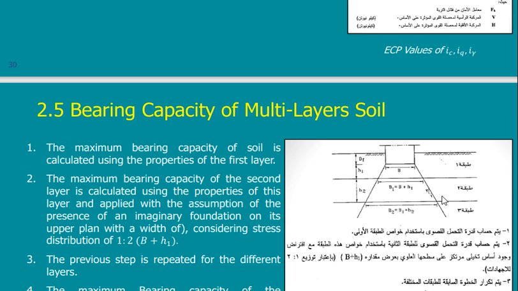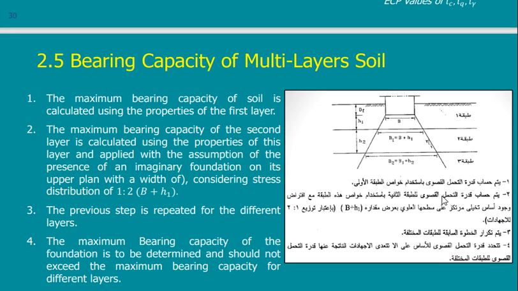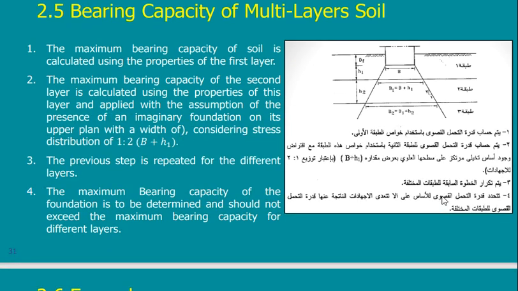Of course, you're not going to face this in any problem, but maybe in future you will face something like this. Of course, the same here. You see this 1 to 2. 1 to 2 is the angle of dispersion of the load, meaning the spreading of the load will be 1 to 2.